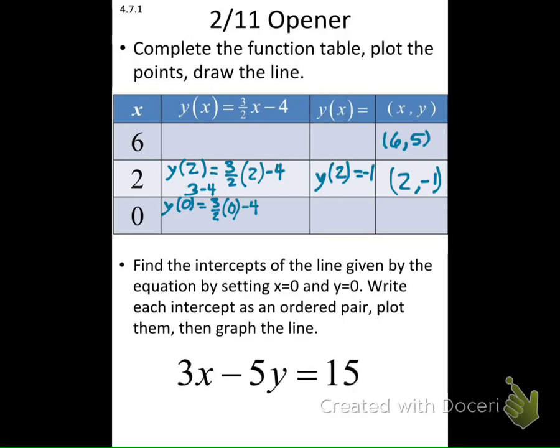Everybody? 0 times any number is what? 0. So I'm going to write that, and then 0 minus 4. What's 0 minus 4? Negative 4. So function of 0 equals negative 4. And what's my ordered pair? 0, negative 4. Perfect, David. 0, negative 4. Okay. Does everybody have that in there? And you have the work for the first one?